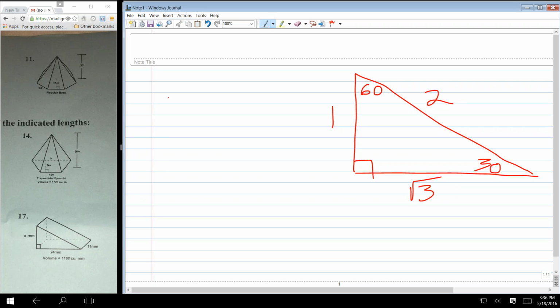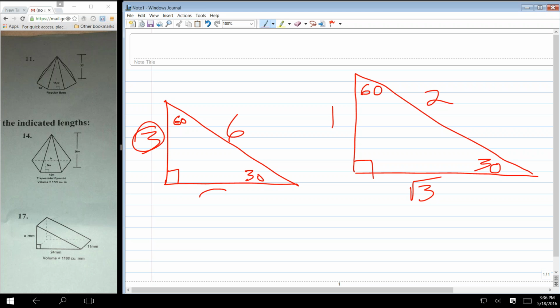So if this is my unit, and I tell you I have a triangle over here that's also a 30-60-90, but it has a hypotenuse of 6. What's this side over here? It's 3. What's the side down here? 3 root 3. Yeah, because they're similar triangles, and so they're proportional. So this is not the same, it's similar to this.